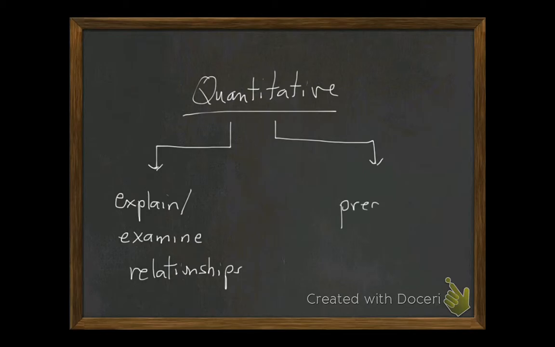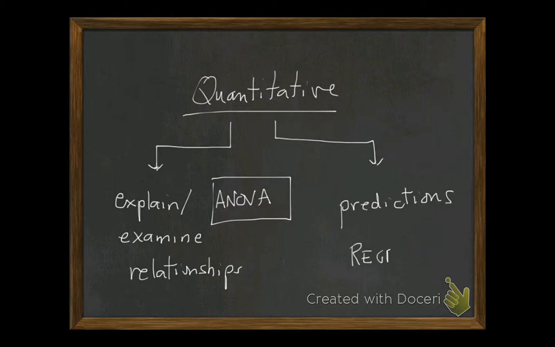Or do we want to create models that can be used for predictions? Well, guys, if we want to explain and examine relationships, then the ANOVA family does that for us. If we want to make predictions, then the regression family does that. Are these two related? They sure are, through what we call general linear models.